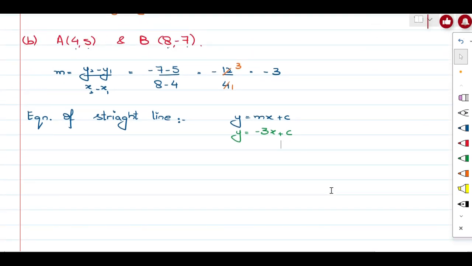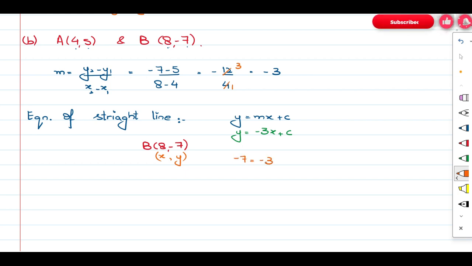In the first example, I plugged in A. Now let's plug in B. This time I'm plugging in the point B, which is (8, -7). So the x value is 8 and the y coordinate is minus 7. Now y, which is minus 7, equals negative 3 times the x value, 8, plus c, right?